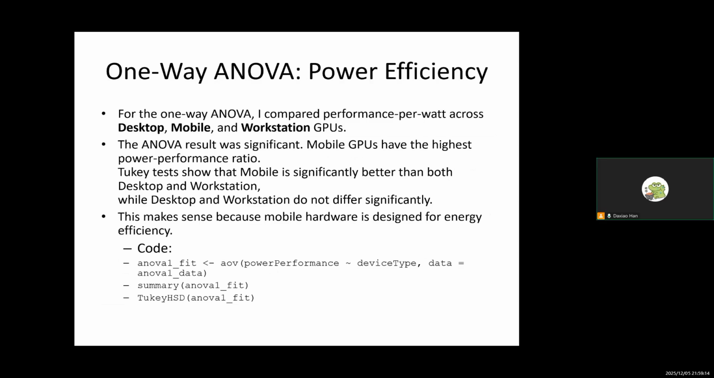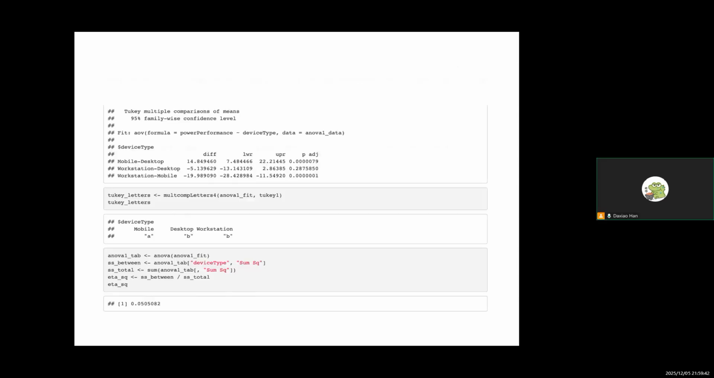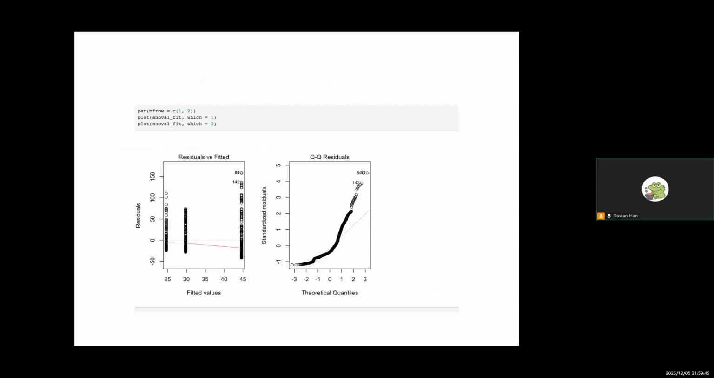The next part is one-way ANOVA. For the one-way ANOVA, I compared the performance per watt across desktop, mobile, and workstation GPUs. The ANOVA results were significant. Mobile GPUs have the highest power performance ratio. The Tukey test shows that mobile is significantly better than both desktop and workstation, while desktop and workstation do not differ significantly. The result of the code is shown in the picture, and this is the box plot.